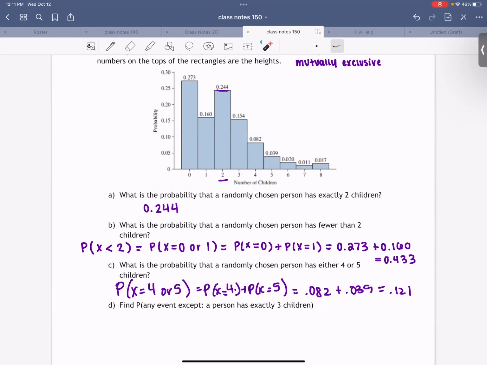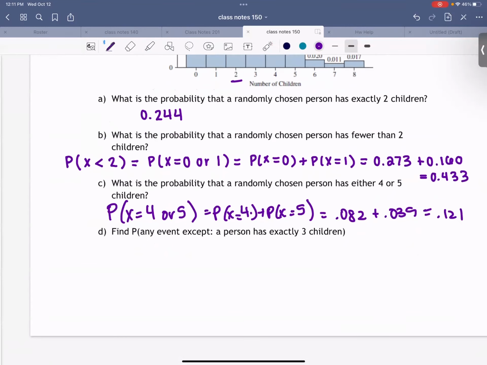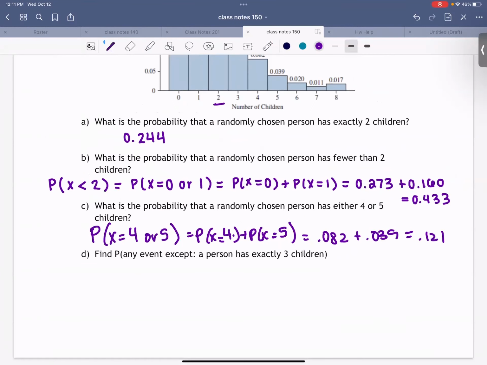All right, now I saw some good answers for part D, but let's go over this one real quick. We want to find the probability of anything except exactly 3, okay? Now, the word except is in here. What does that hint that we should do? Claire? Complement rule. The complement rule or rule 3, right? So whenever we see the word not, except, the opposite, something like that, this is a hint that we have to use rule number 3, which is the complement rule.